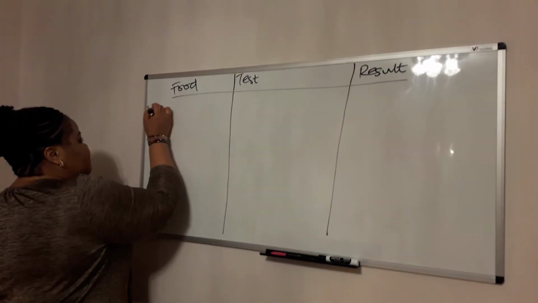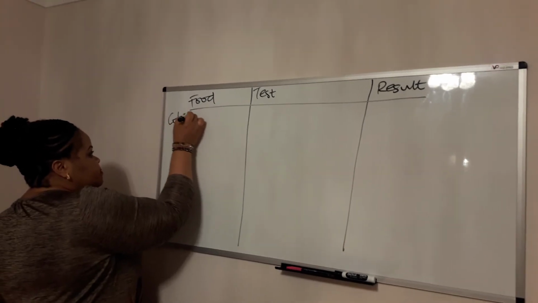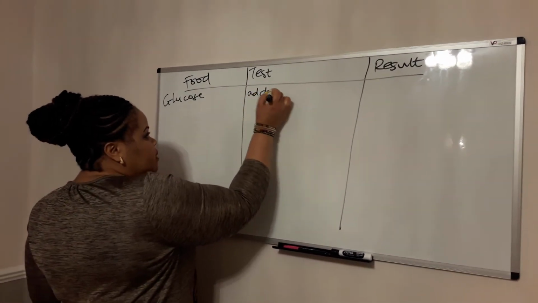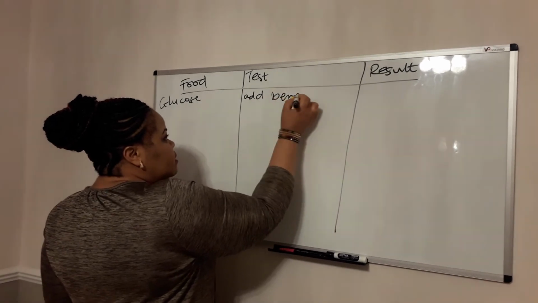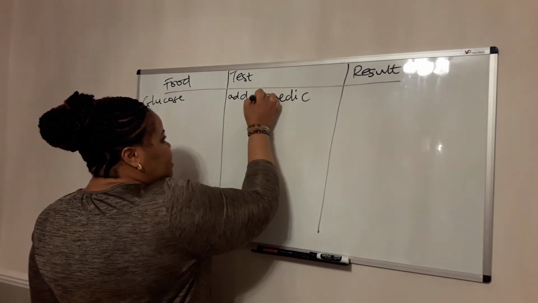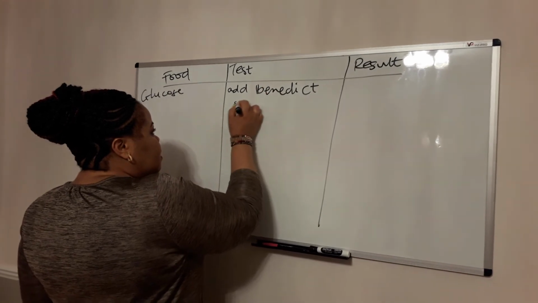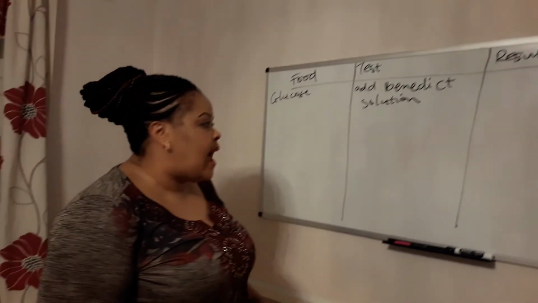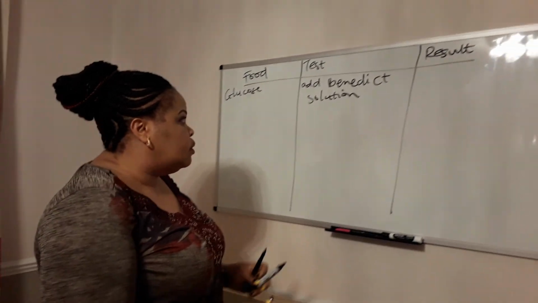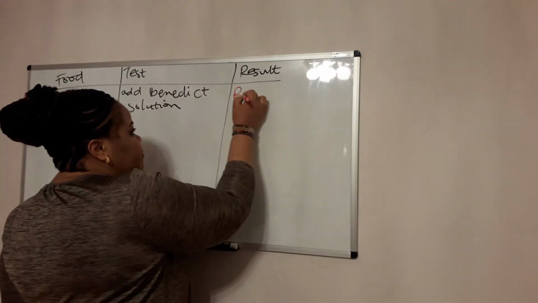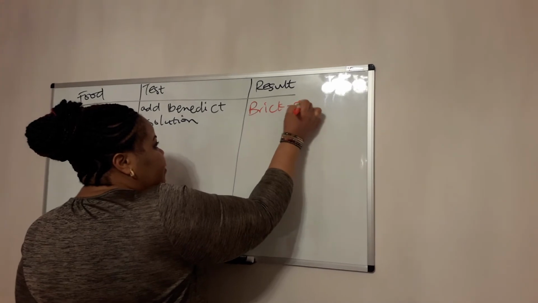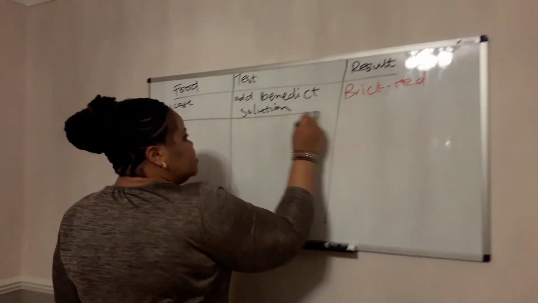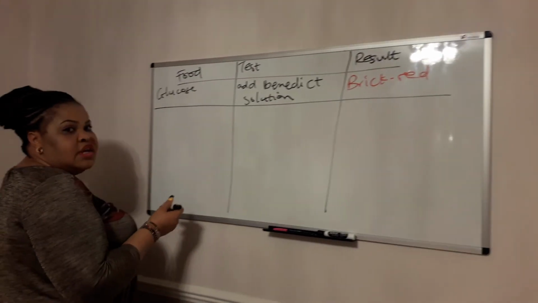So I'm going to start with glucose. If you're testing for glucose, you add Benedict's solution. So Benedict's solution is what you need to test for that. And if indeed it has glucose in it, it will turn brick red. Brick red is your outcome if the food contains glucose.